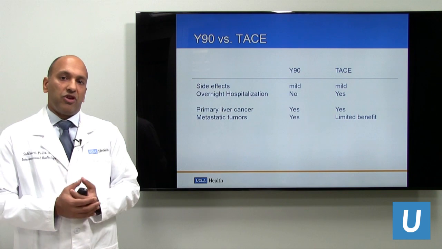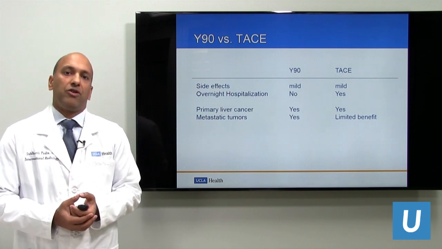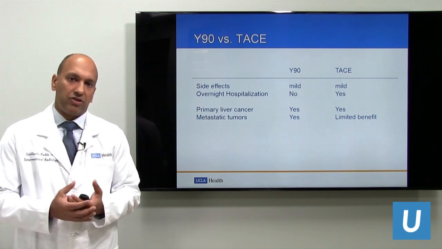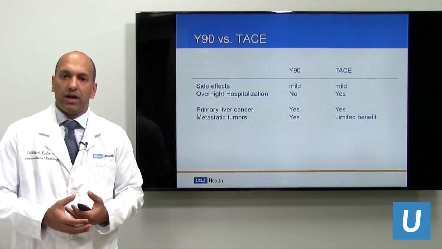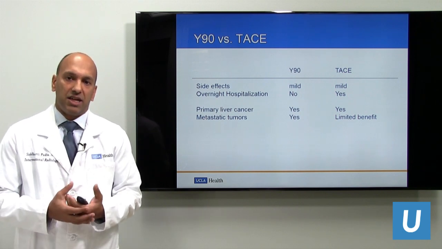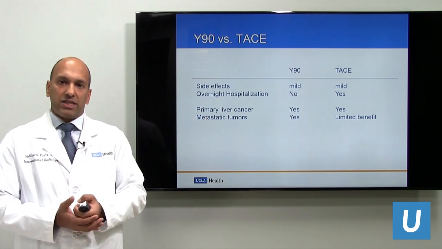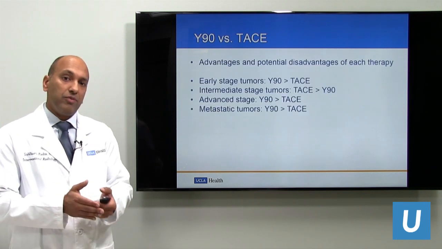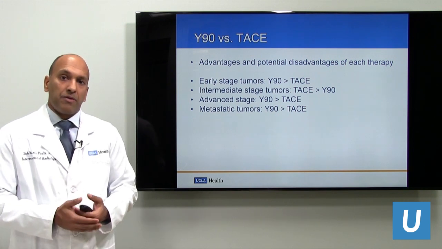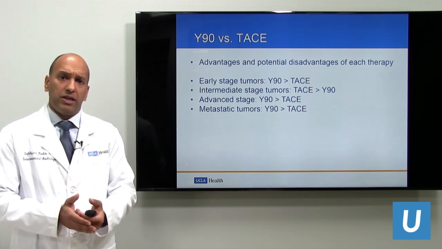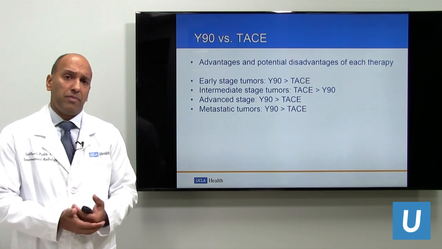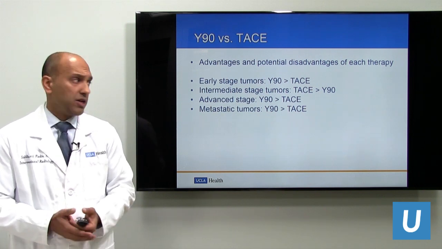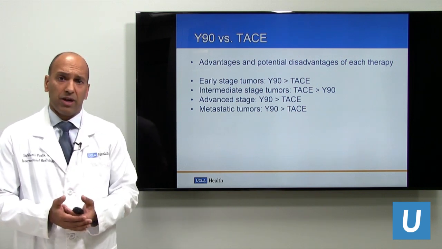Y90 and TACE, or chemoembolization, both work in the primary liver cancer, also known as hepatocellular carcinoma, whereas Y90 tends to have a better benefit in those secondary liver cancers known as metastatic disease. So if you have a colorectal cancer that has metastasized to your liver, the Y90 radioembolization tends to have better results. When we talk about the stages, early stage, intermediate stage, advanced stage, the Y90 radioembolization tends to work better in the early stage. Chemoembolization may work better in the intermediate stage. Y90 may work better in the advanced stage. And again, for metastatic disease, Y90 tends to work better.